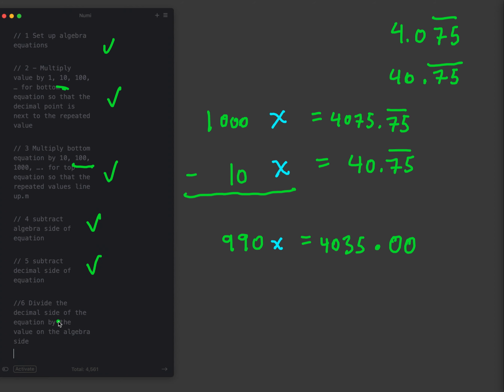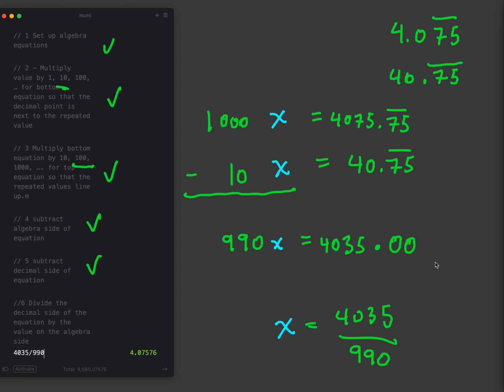The final step that's new is we're going to divide the decimal side, so this side over here, by the value on the algebra side. And so I'm going to say this is going to be 4,035, and I don't need to write 0.00 anymore. And I'm going to divide it by this value over here, 990. And then I'm just going to leave x as this over here. And what's really cool is if we do 4,035 divided by 990, that gives us 4.75 repeating, which is actually our original value.